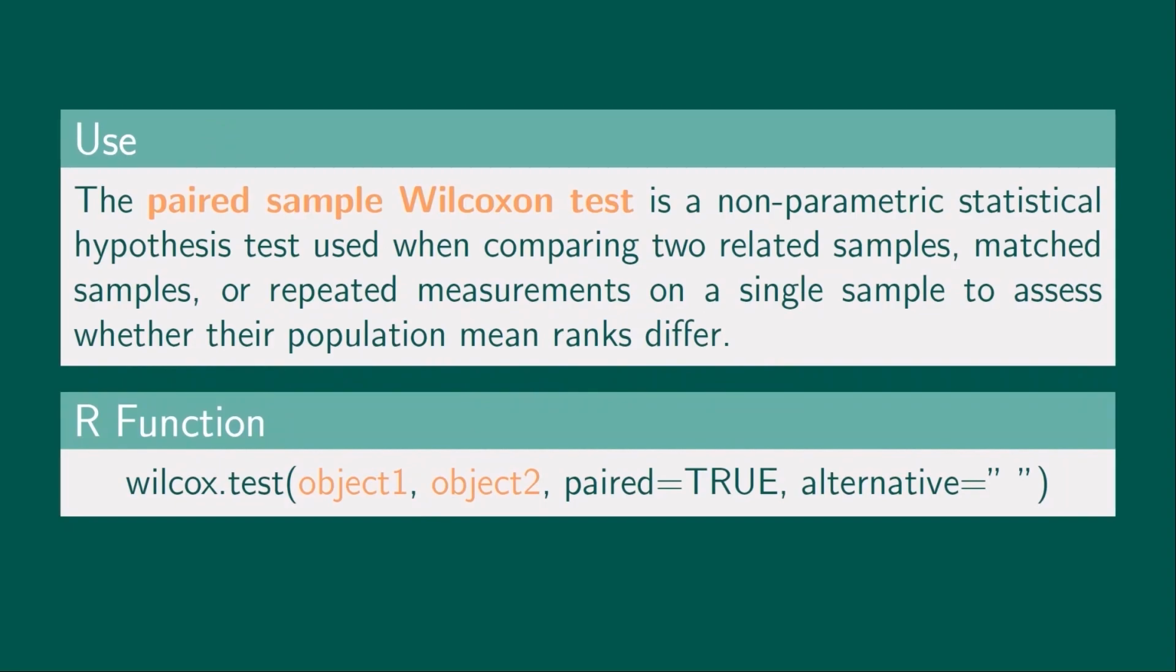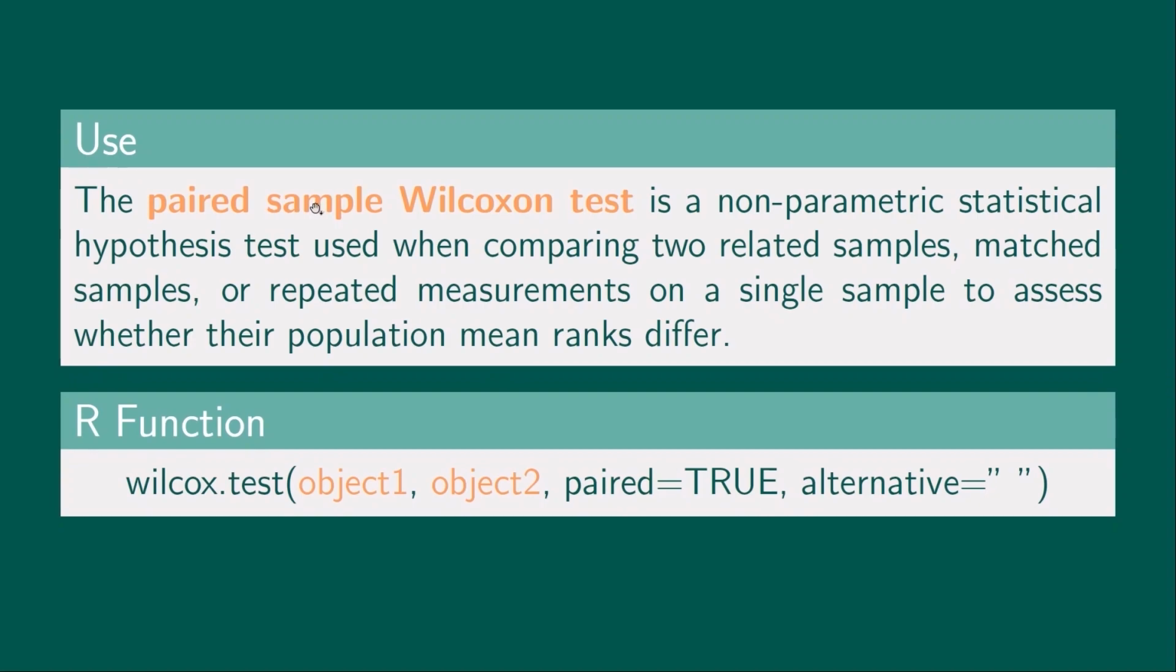If the data violates any of the assumptions, we use the paired sample Wilcoxon test. This is a non-parametric statistical hypothesis test used when comparing two related samples, matched samples, or repeated measurements on a single sample to assess whether their population mean ranks differ.